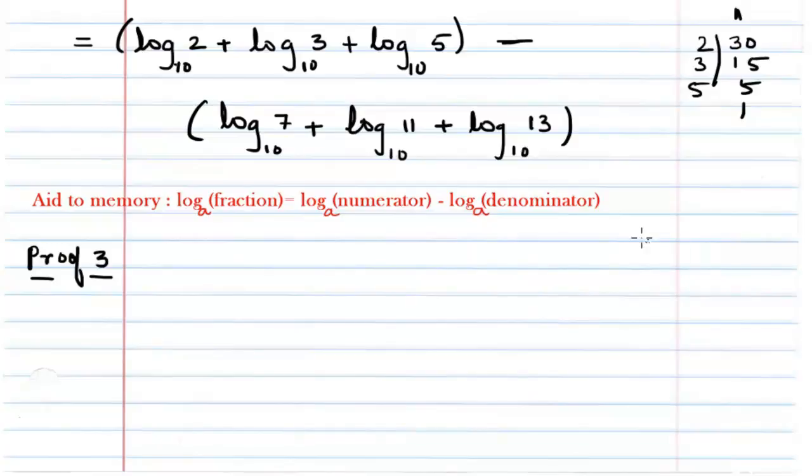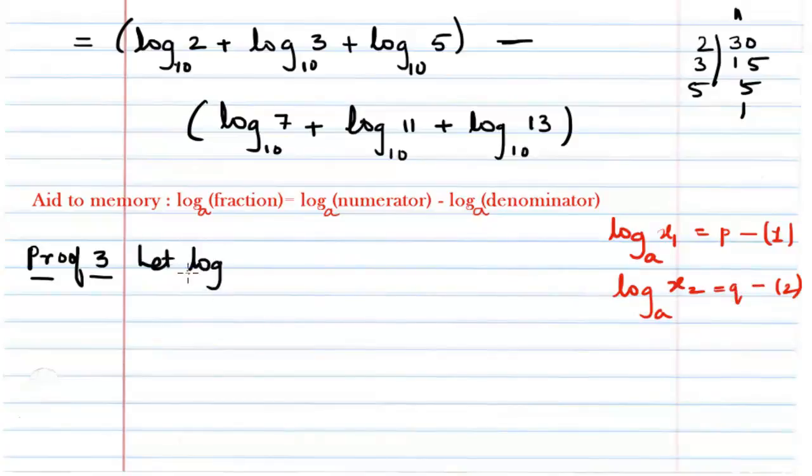First of all, a little bit of note: log of x1 to the base a is equal to p, this is your first equation, and log of x2 to the base a is equal to q is your second equation. Let log of x1 to the base a be equal to p, then by definition, or we convert this to index form, it gives us a to the power p is equal to x1.